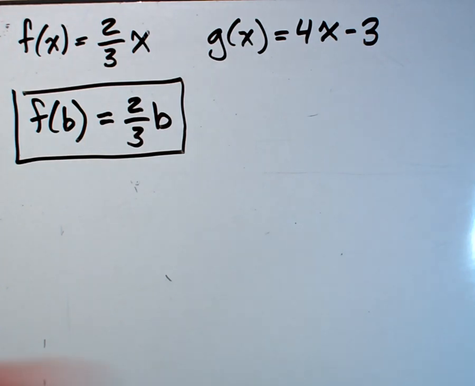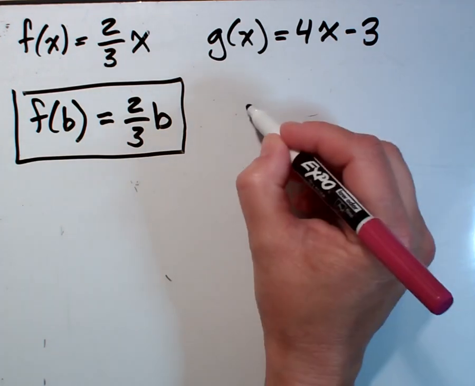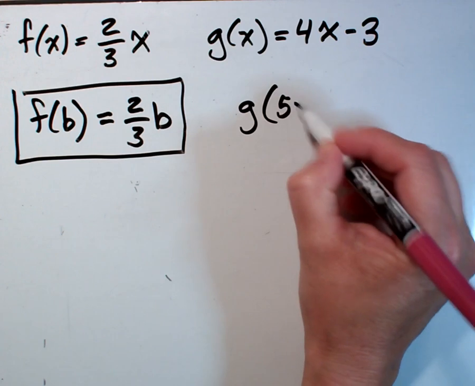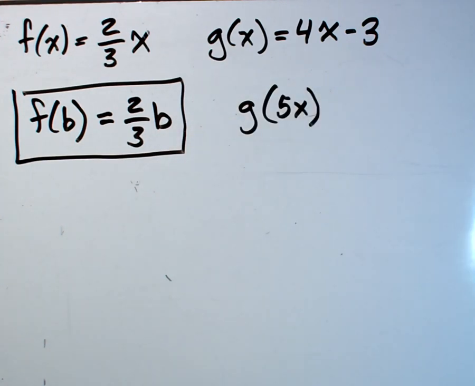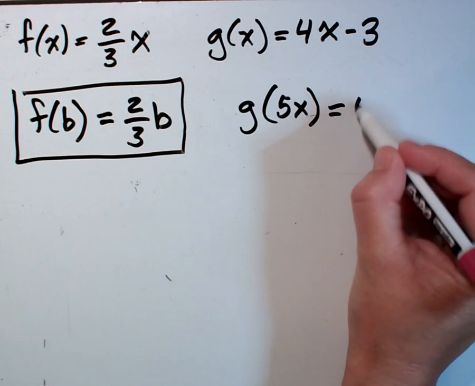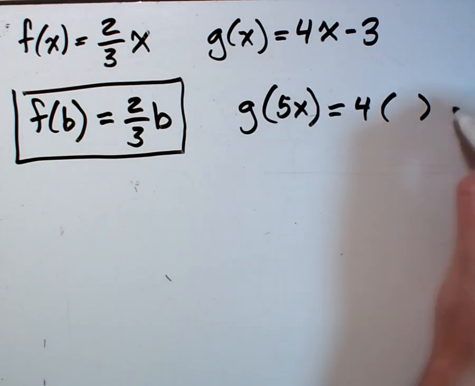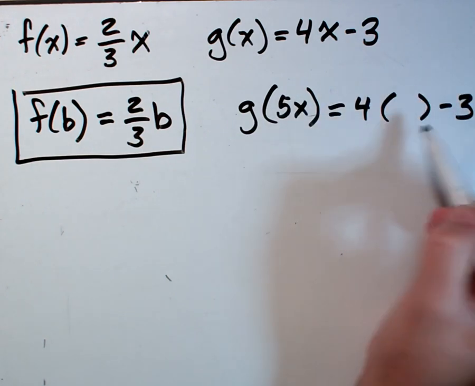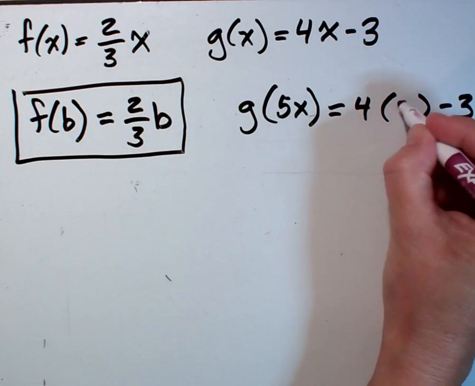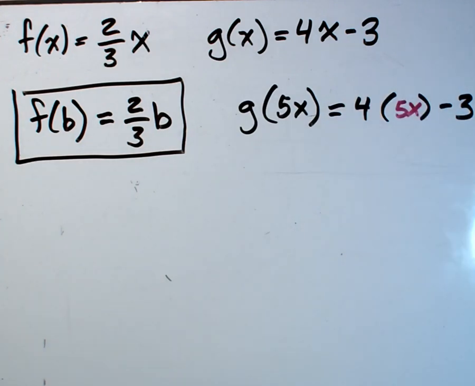I could also do maybe g of 5x. G of 5x. What would that look like? Well, I'm going to go to function g, right? I'm going to write that function without its variable. And I'm going to substitute where the variable goes whatever they put in the parentheses. Since they put 5x in there, I'm going to substitute in 5x.